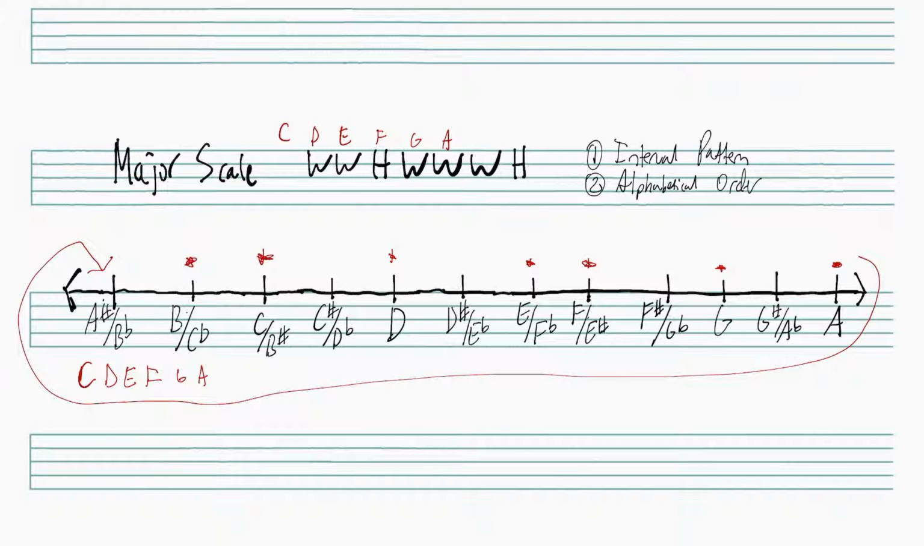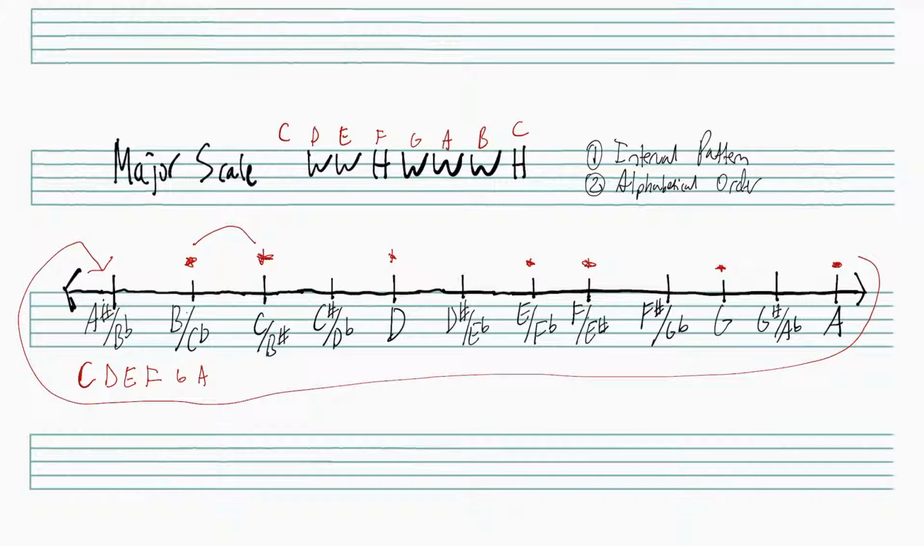Now we have to make a choice. Do we do B or C? Well, if we follow the alphabetical order, B comes after A. So that whole step would be a B. And then we have to have a half step. So if we're at B, we move one tick over, and we're back to where we started. We have C. Thus, a major scale built off of C is going to be C, D, E, F, G, A, B, C.